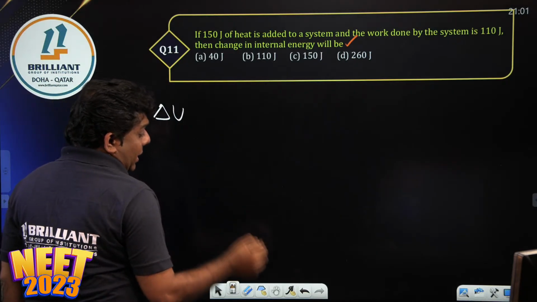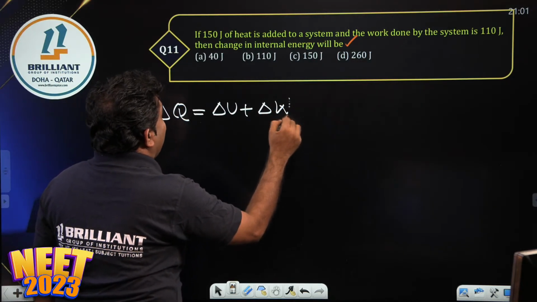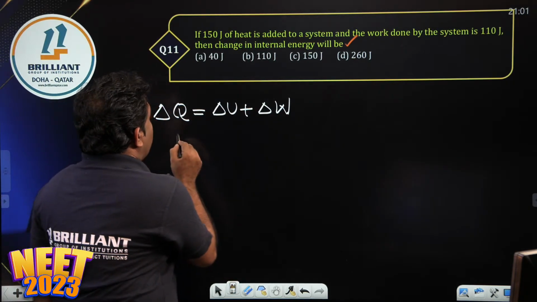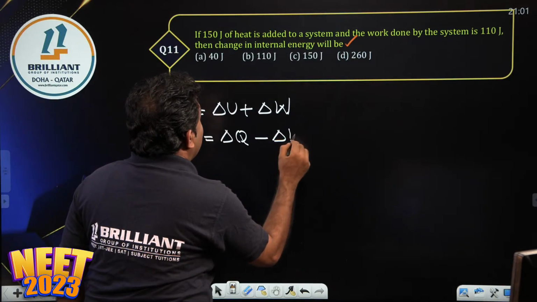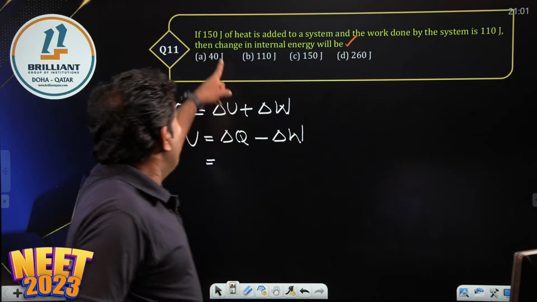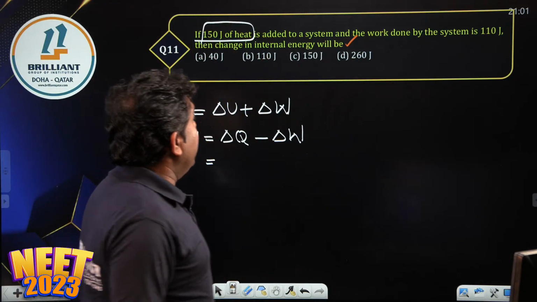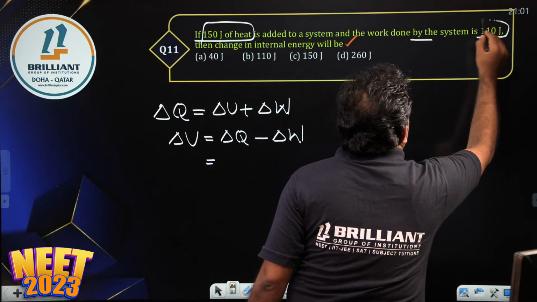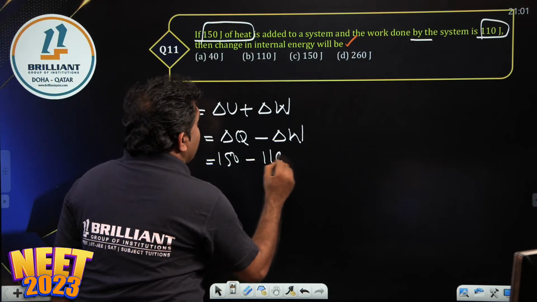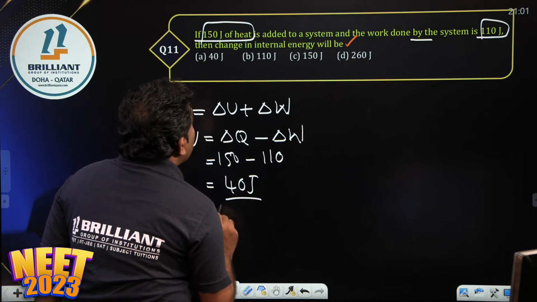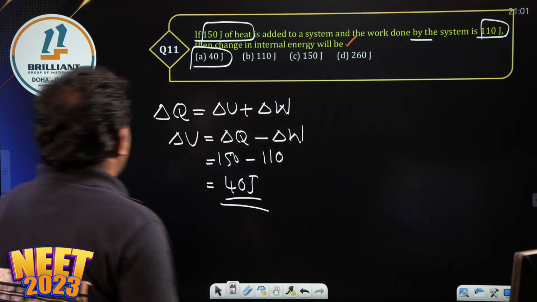We know the formula: delta Q is equal to delta U plus delta W. They are asking for the change in internal energy, so delta U is equal to delta Q minus delta W. Here 150 joule of heat is added, and the work done by the system is positive. So we have 150 minus 110. The answer will be 40 joule. Option A is the right one.